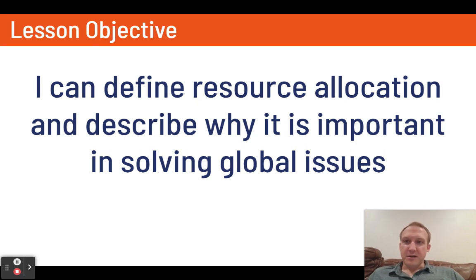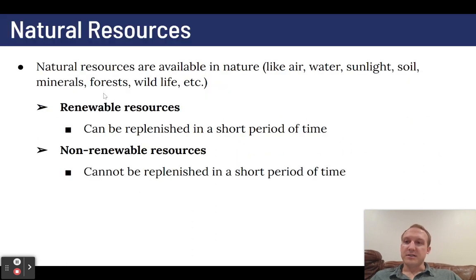All right, so in this lesson, our objective is I can define resource allocation and describe why it is important in solving global issues. So let's get started.